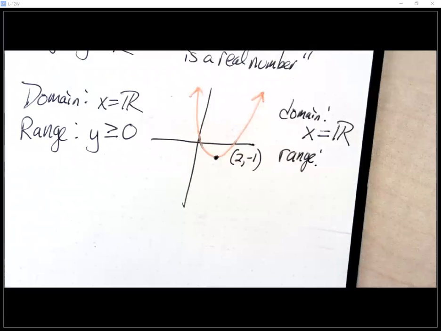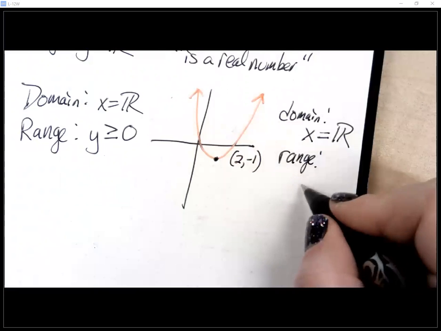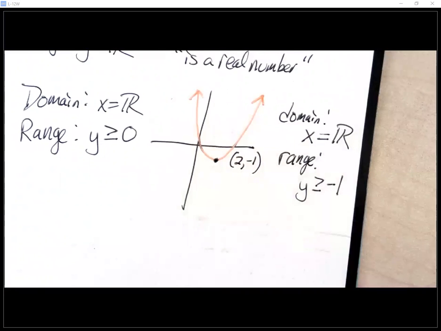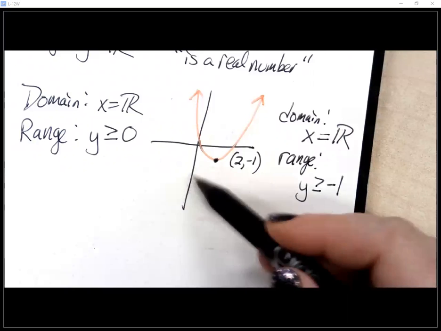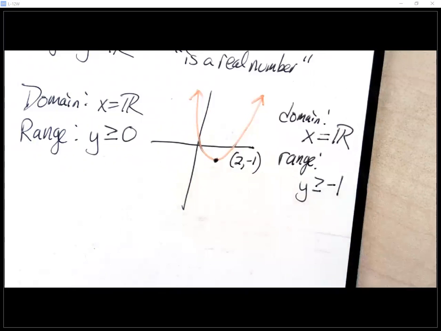What's my range going to be? Lizzie, go ahead. Yes. I will get numbers that are greater than or equal to -1, but I'll never get anything below that. So you are basically stating, all right, well, what range values will I actually get?